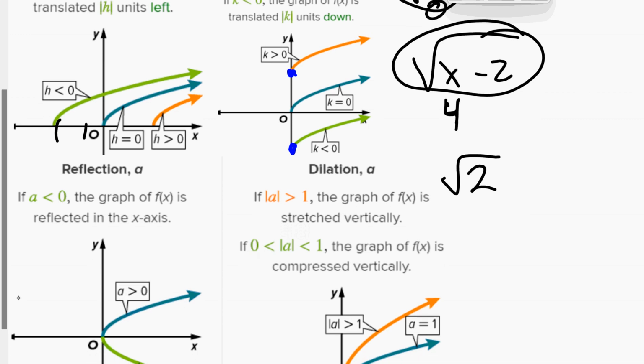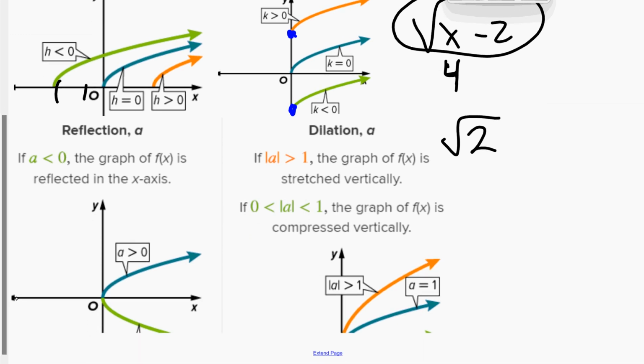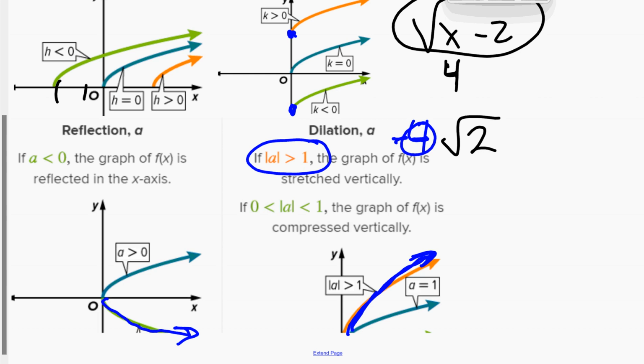So this is the idea behind it. And then if I'm multiplying anything in front of the square root, if it's a negative, it's going to flip it and go the other direction, down instead of up, kind of just like the quadratic that we did. And if the absolute value of a is greater than 1, like a 4 or even a negative 4, it's going to stretch it. It's going to make it go higher than it normally is. If it's negative, that does the same thing, but it flips it over the x-axis.